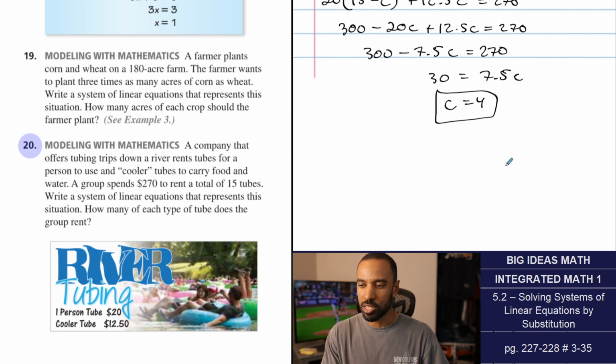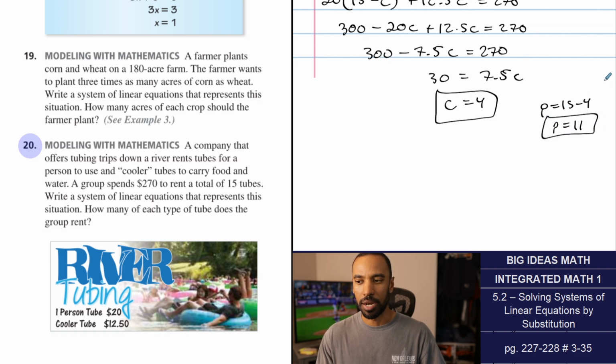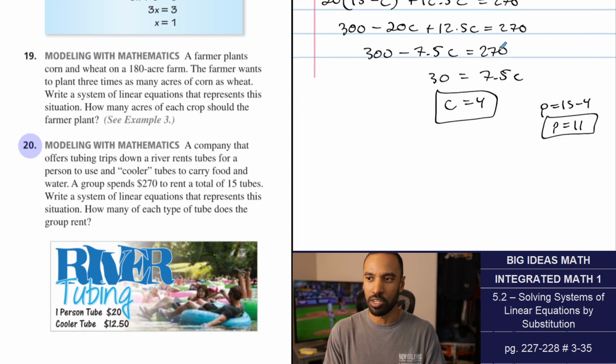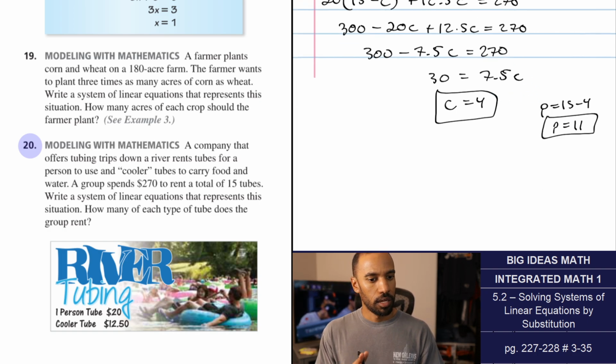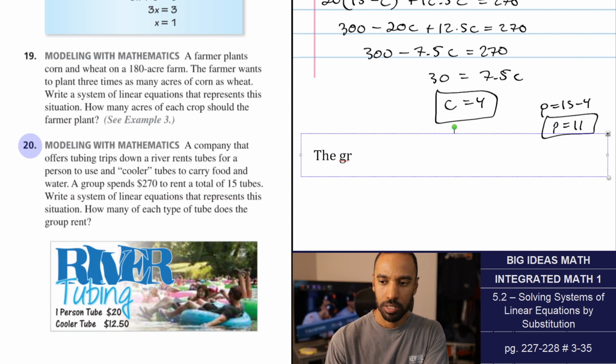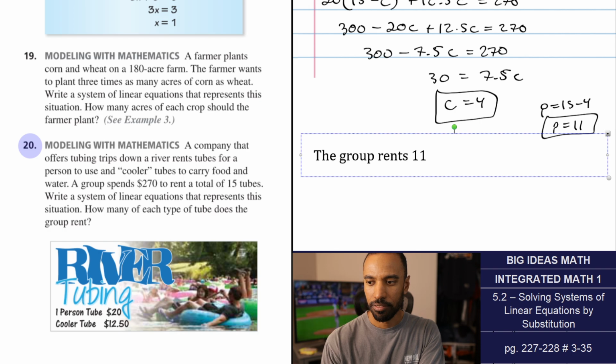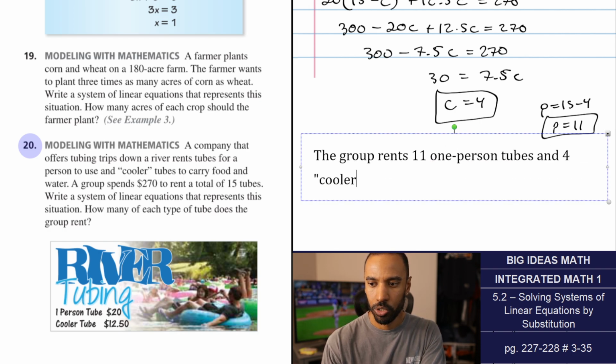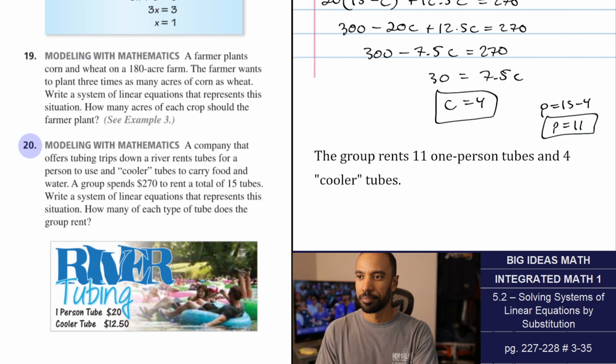P is 15 minus C. So P equals 15 minus 4, which is 11. Right? The whole idea was the combination of them. They add to 15, and that cost should be $270. So the group rents 11 one-person tubes and 4 cooler tubes. Just like that.